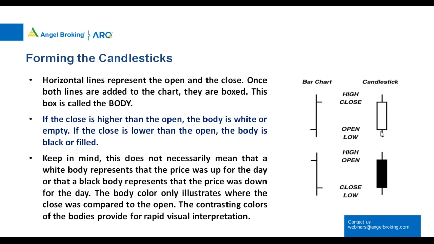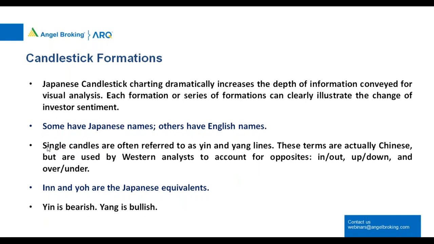You need to remember that if the close, this is the close, is higher than the open, the body is either white or empty, or it can be green. Likewise, if the close is lower than the open, and you can see that the open is here and the close is here, then the body is black or filled, or it can be red. And this is the upper shadow and the lower shadow.